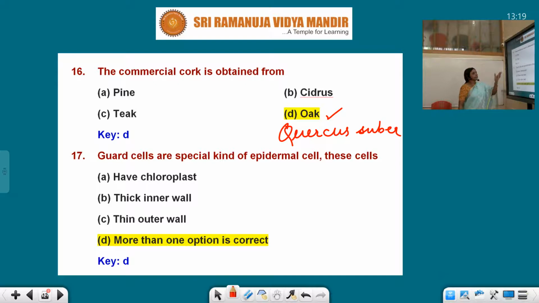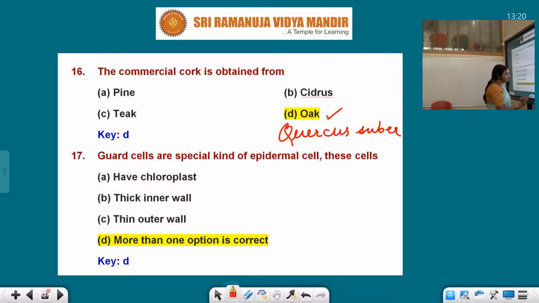And guard cells are a special kind of epidermal cells. Of course, guard cells are present in the epidermis. In the leaves we have seen the epidermal layer has guard cells, and these are a special type of epidermal cell. Other epidermal cells do not have chloroplast because they lack chloroplast, but guard cells have chloroplast. And you see, thick inner wall is also correct. Thin outer wall, not always thin outer wall.